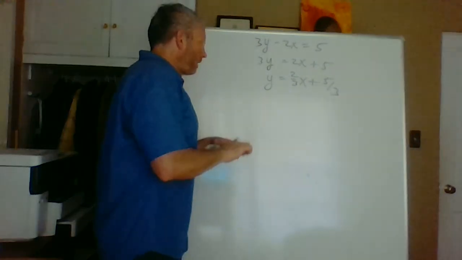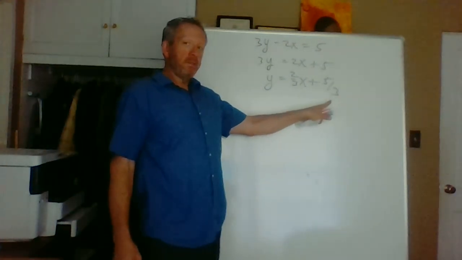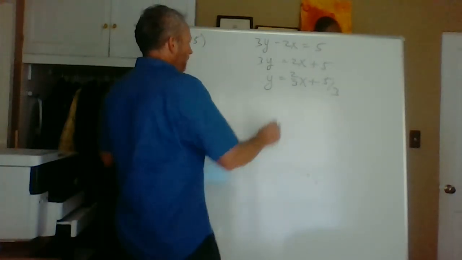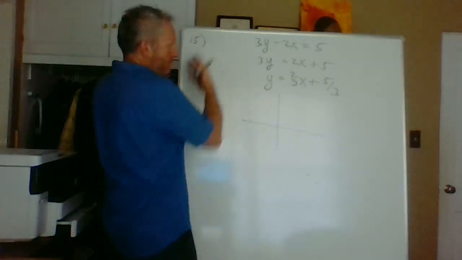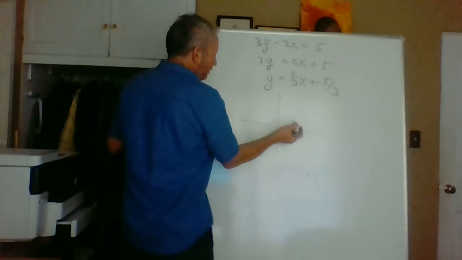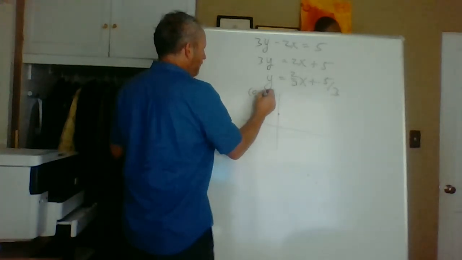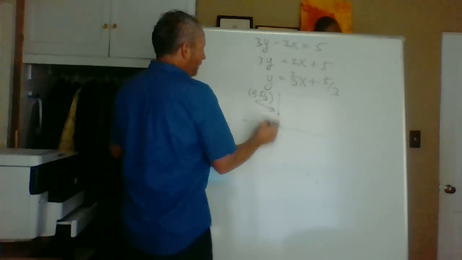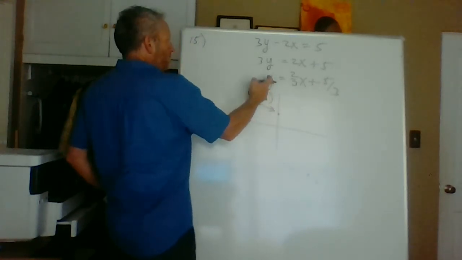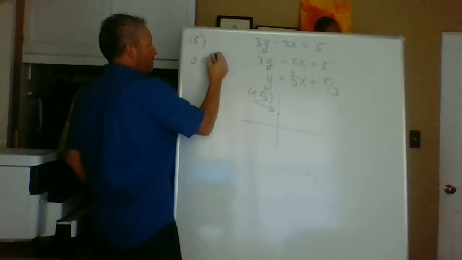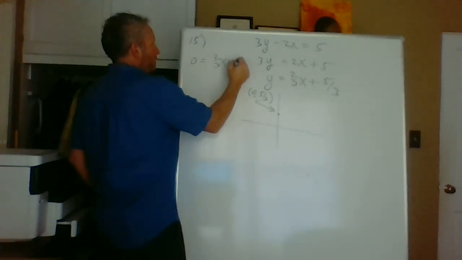Now, of course, you can see right away the slope here is 2/3 and the y-intercept is going to be 5/3. And I could have done that last time instead of making that chart over here. So here's the y-intercept. Let's call it right here, (0, 5/3). To get the x-intercept, I have to put a 0 in for y. So 0 is equal to 2/3 x plus 5/3.